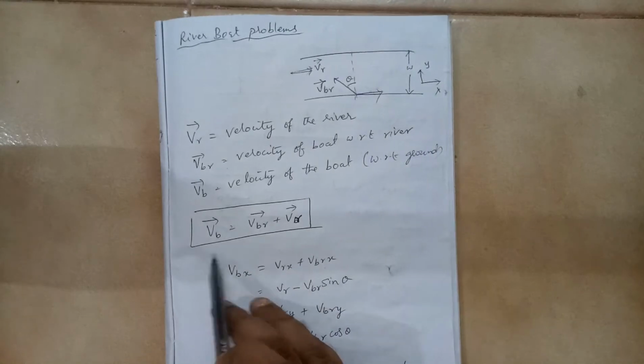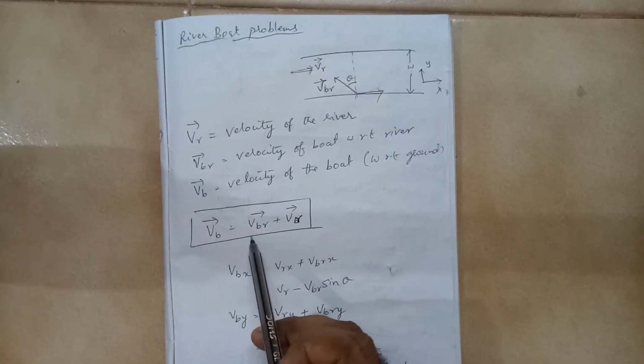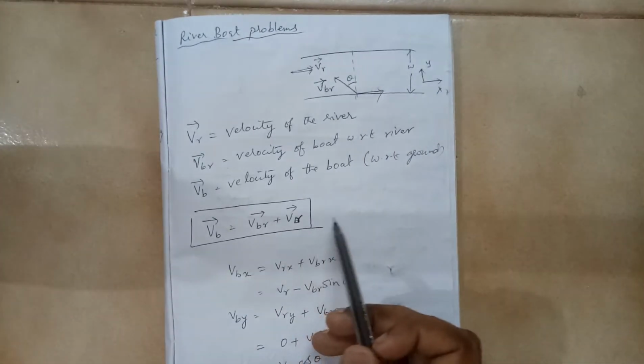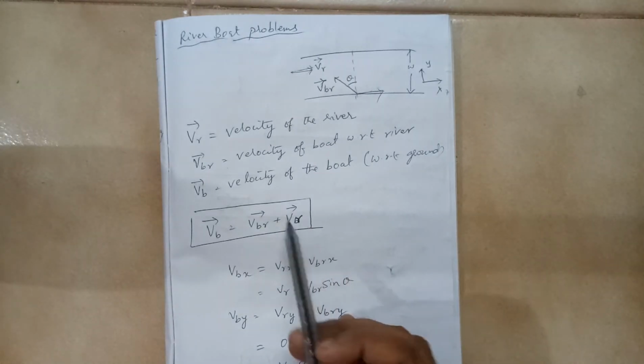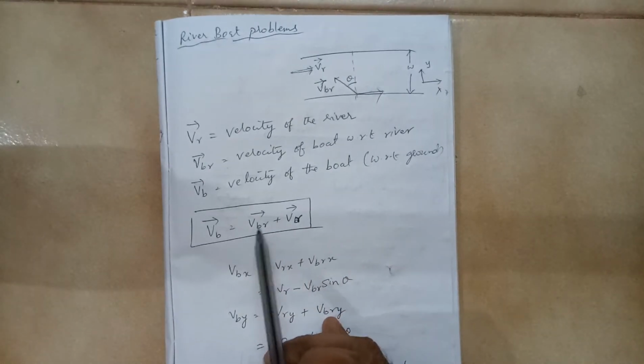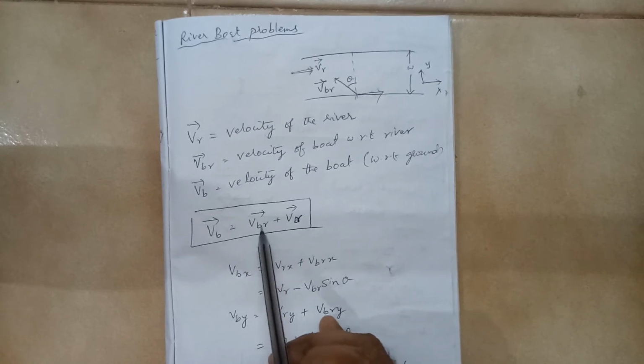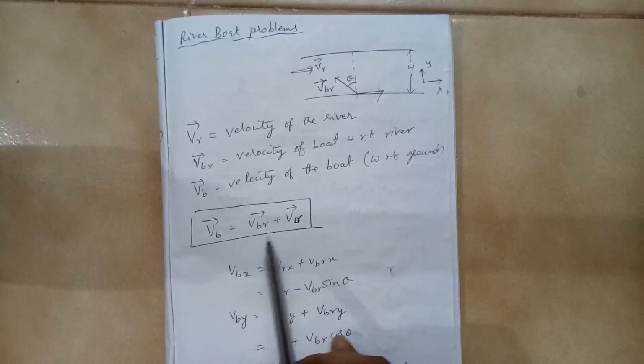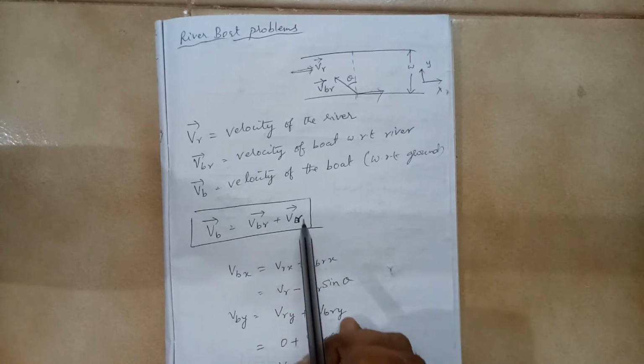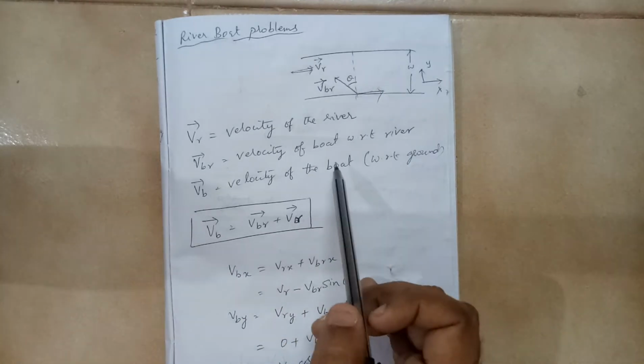relationship, that Vb is equal to Vbr plus Vr. Mathematically also we have seen this, that this is relative velocity, right? So it is Vb minus Vr; Vr will cancel and Vb is left. So this can be proved mathematically also.